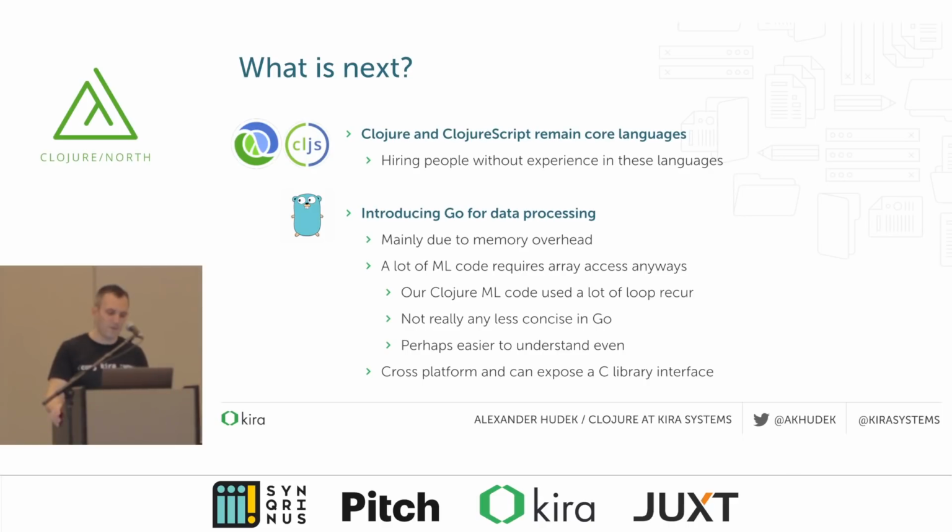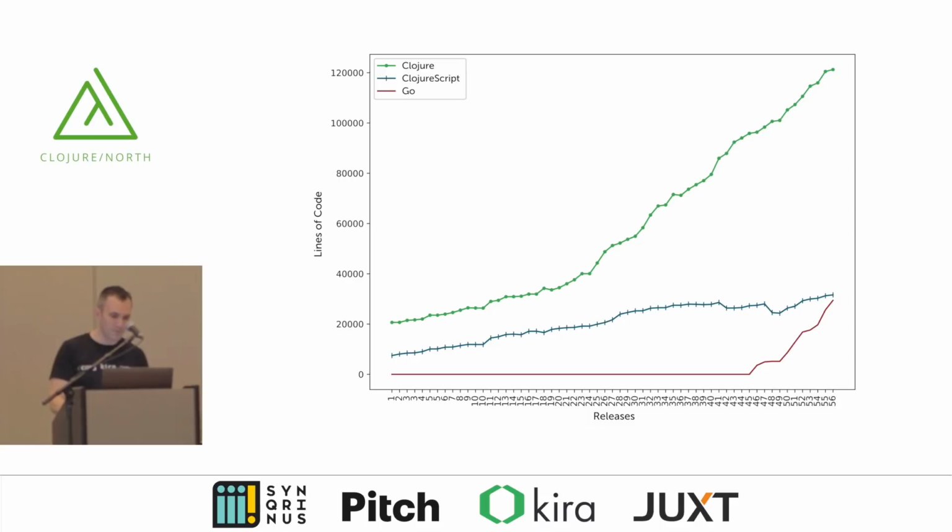Go had some other beneficial properties: you can cross-compile it easily, and the tooling is really fast and excellent. And then at the end of the day, the machine learning code is a lot of array access, and even our Clojure code looked a lot like loop recur with array accesses. So when you rewrite that kind of code into something like Go, it's not actually that much less expressive, it turns out. So that's one major change.